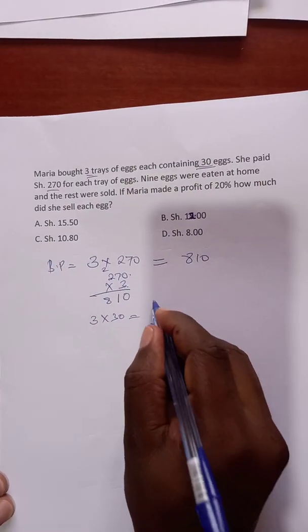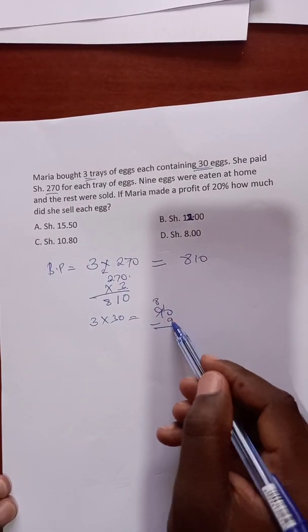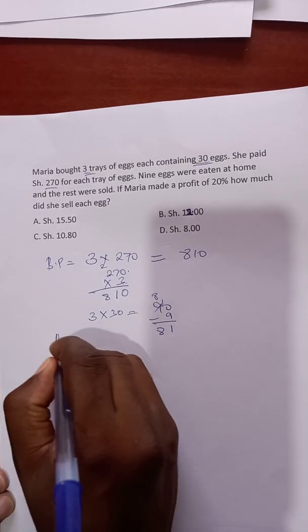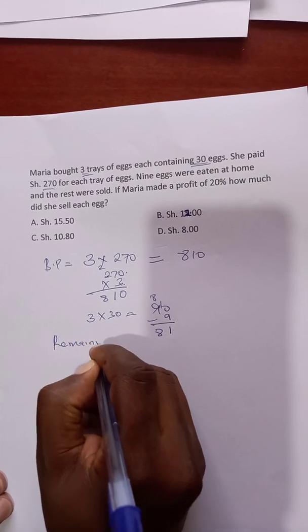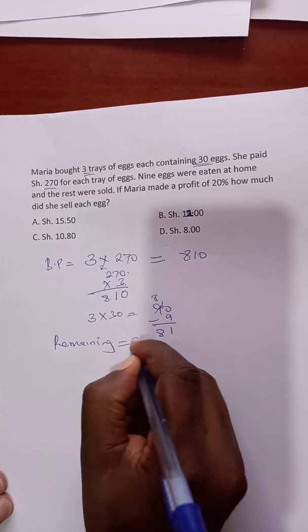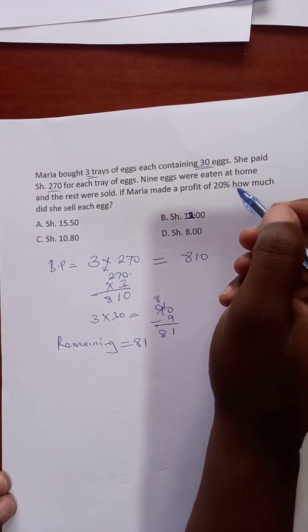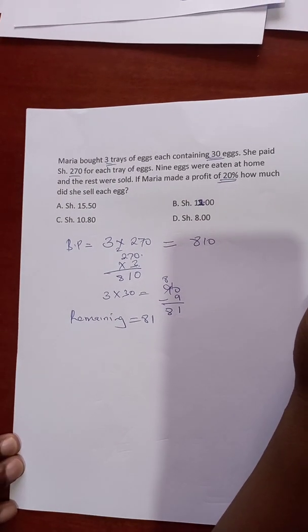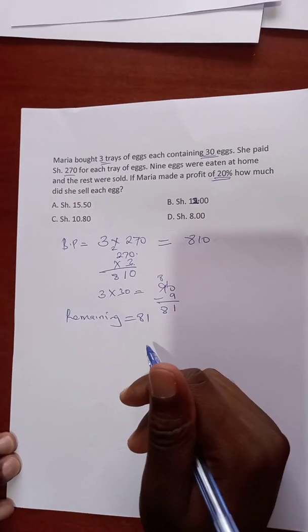You subtract. You borrow 1, you're left with 8, comes 10. 10 minus 9, 1, 8. So the remaining eggs were 81. And you are told that he sold the remaining eggs, making a profit of 20%. So what was the selling price percentage?